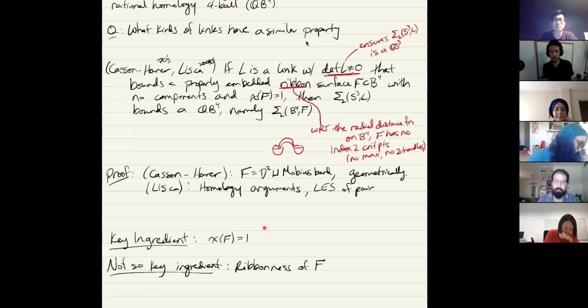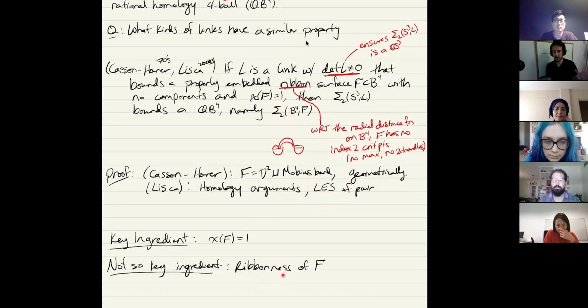So the fact that it's ribbon makes the homology argument somewhat simple. All you have to do is look at the long exact sequence of the pair. And because the surface is ribbon, you can argue that this double branch cover, this 4-manifold, has no 3 handles, or admits a handle decomposition without 3 handles. So it's pretty easy to work through.